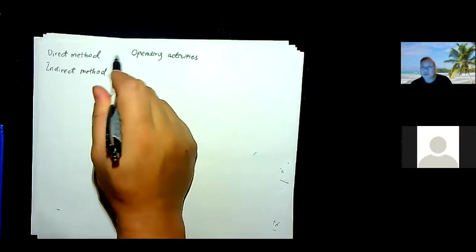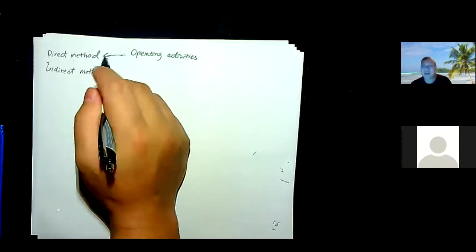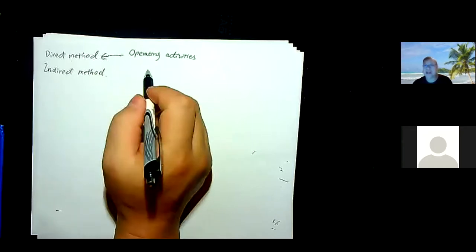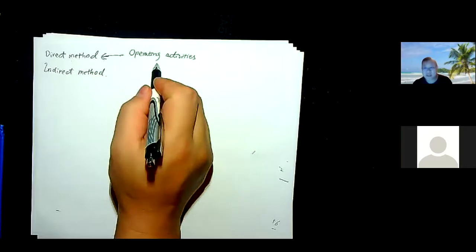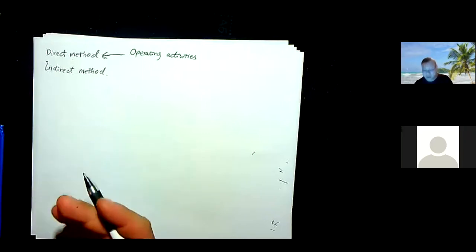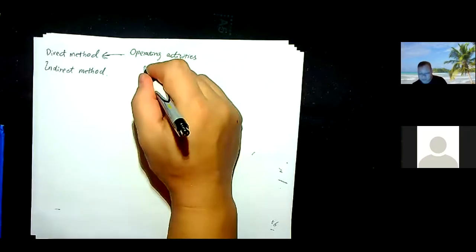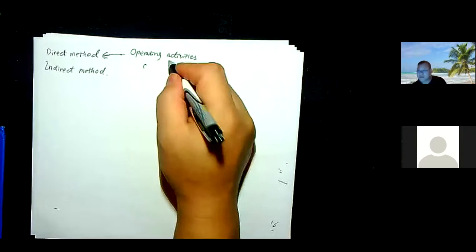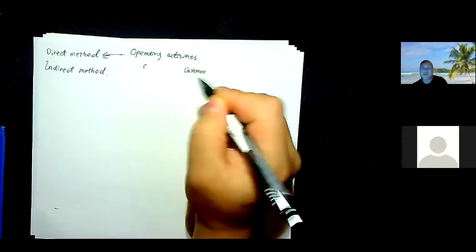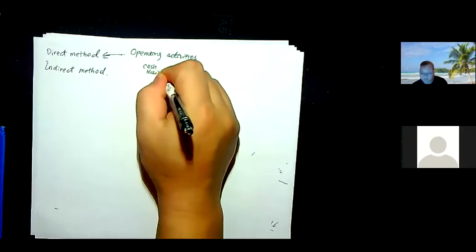So today I want to talk a little bit about the direct method. What do we mean by direct method? Under both methods, you're gonna get the same number for operating activities, okay? But the rationale is a little bit different. Under the direct method, you consider cash in operating activities. You consider customers. For customers, you receive cash. Cash receipts from customers.